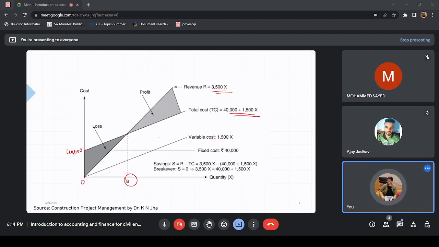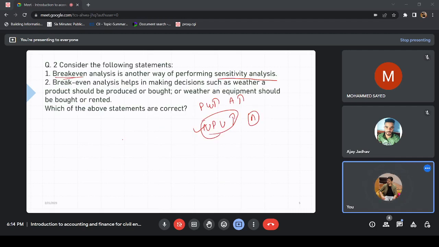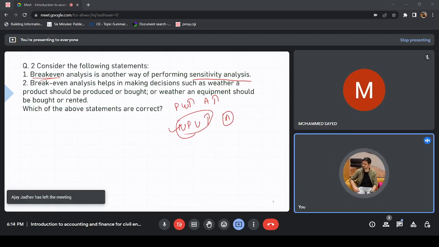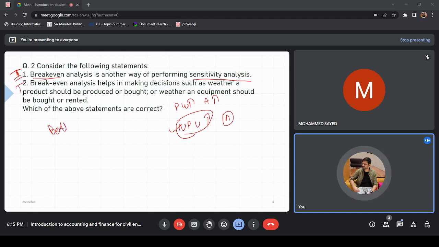Like, going back to this graph, if the quantity of production is somewhere here, you will say okay, go for it. But if our quantity of production was less than b, you would have said no, don't move forward, it will give you loss. So yes, we are doing sensitivity analysis, but in this case our decision can also change on the basis of this. So the first statement is also true, and second, as you said, it helps in making decisions, we discussed this. So both are true.